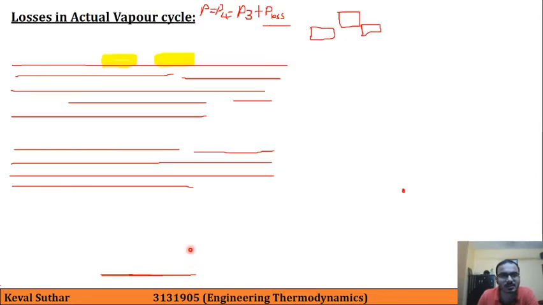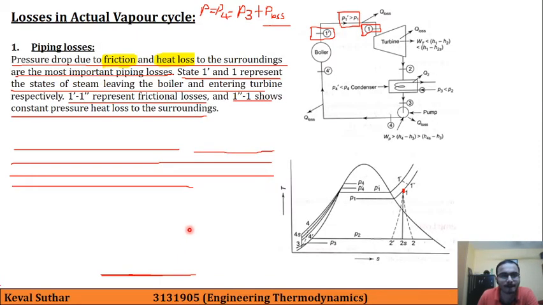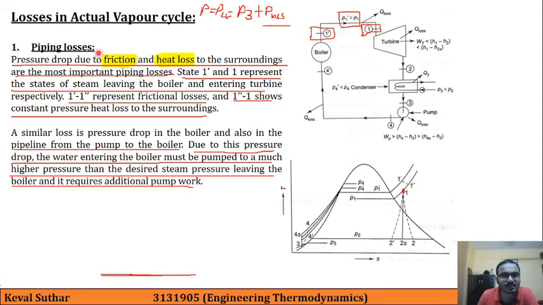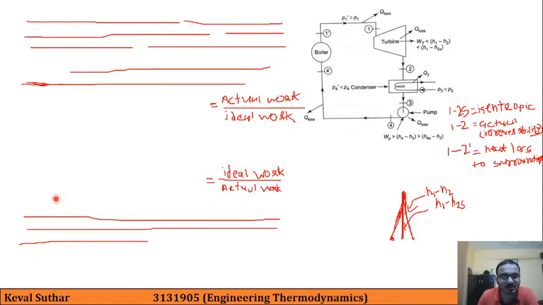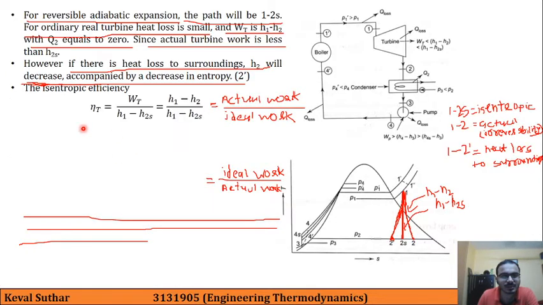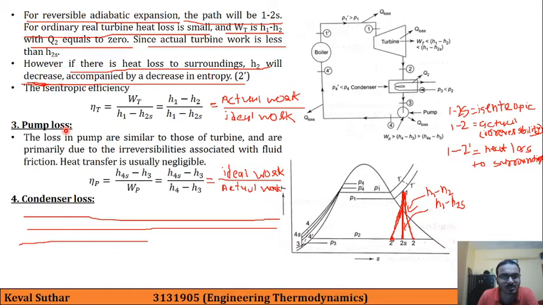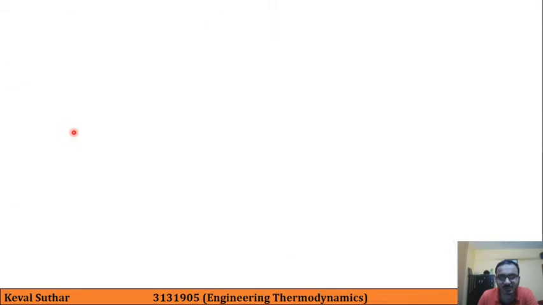Now the losses in an actual vapor cycle. Here there are piping losses, that is the pressure drop due to friction and heat loss. Second is turbine losses, for which we defined the isentropic efficiency of the turbine. Then pump losses and condenser losses.